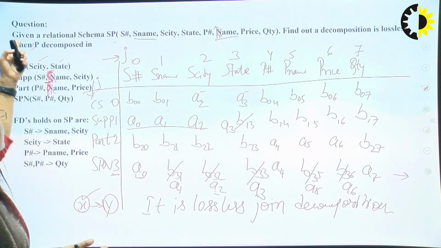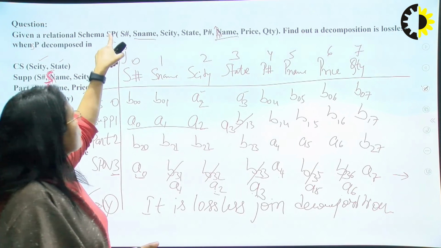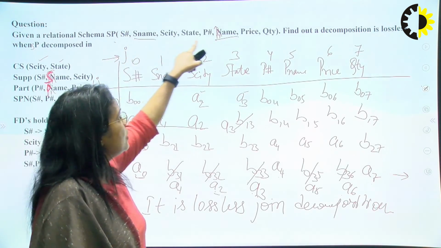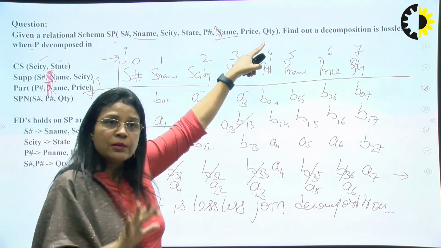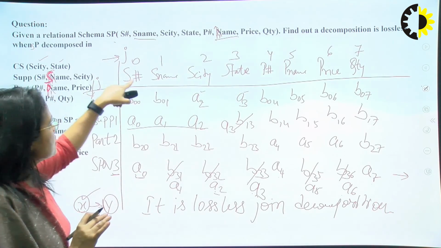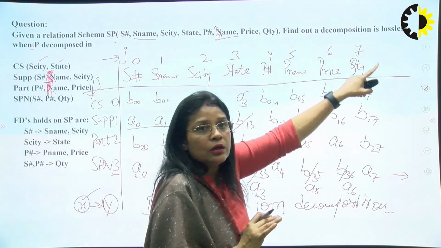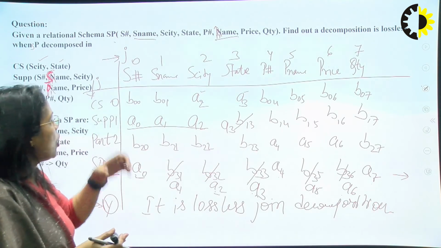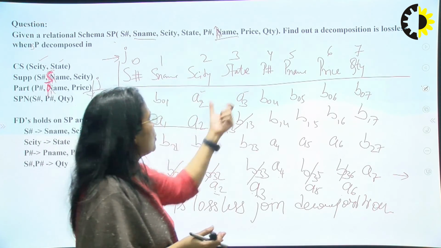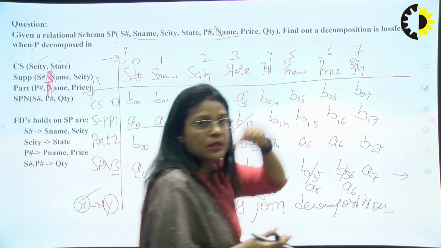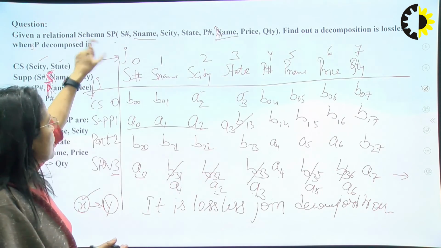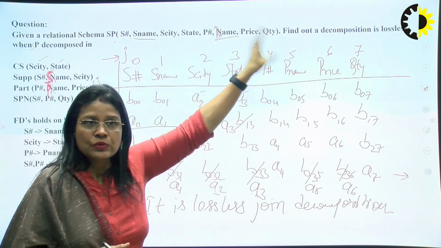Then we have taken this example. In this example, this was the relation in which we had 8 attributes. So we have taken all these attributes on the column side. So how many columns are there? 1, 2, 3, 4, 5, 6, 7, 8. So we have 8 columns, numbered from 0 to 7.